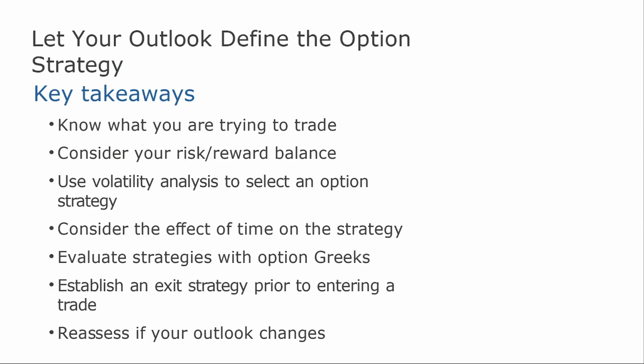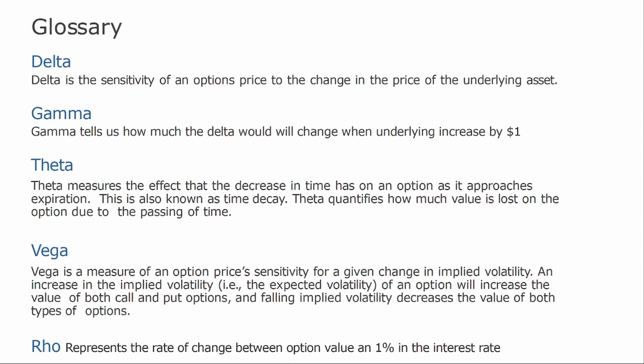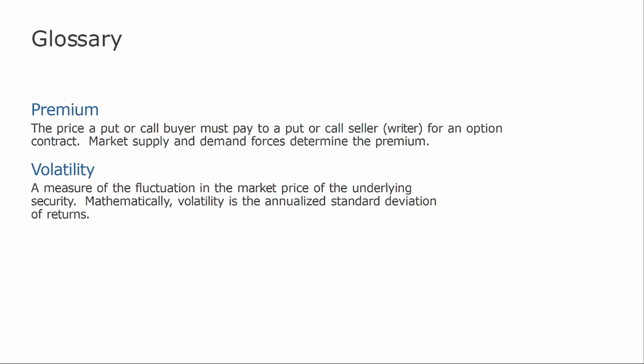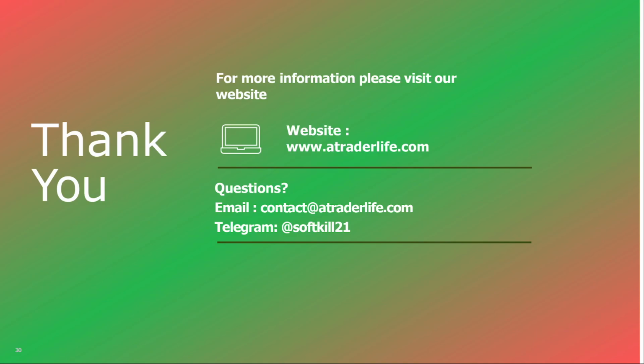Some key takeaways from the outlook: know what you are trying to trade, consider your risk-reward balance, use the volatility analysis, consider the effect of time in your strategy, evaluate the strategies with the Greeks, always have an exit strategy prior to entry, and if you have to make changes, go for it. So here we have a small glossary of the delta, gamma, theta, vega, and rho, and of course the premium and volatility.